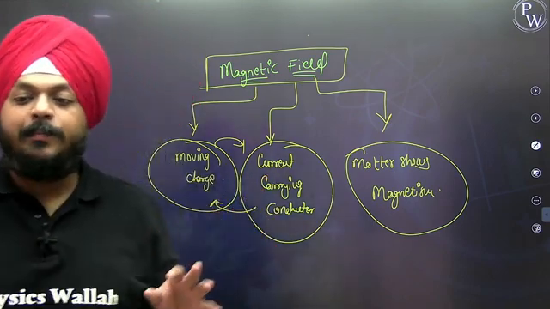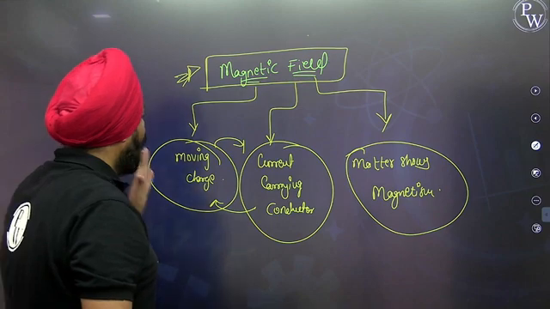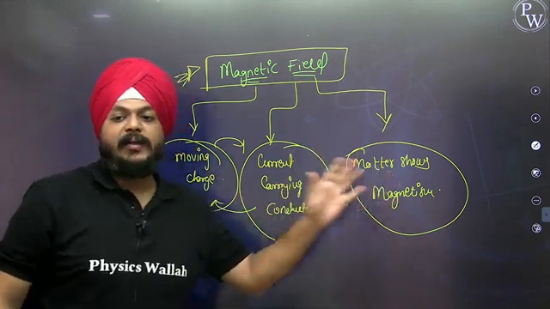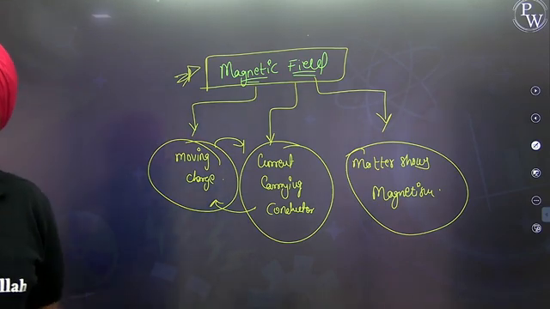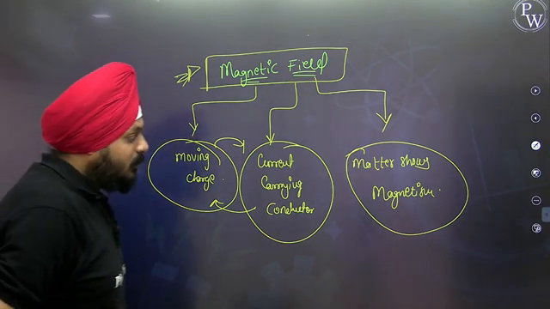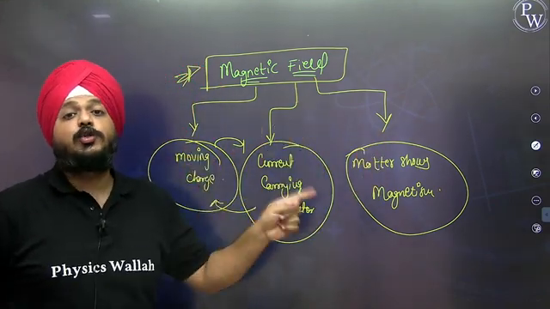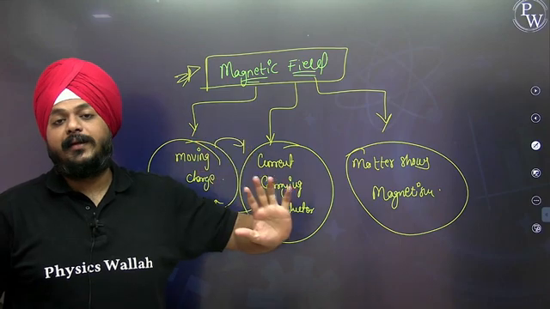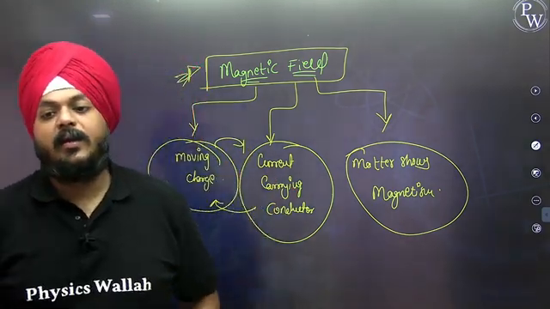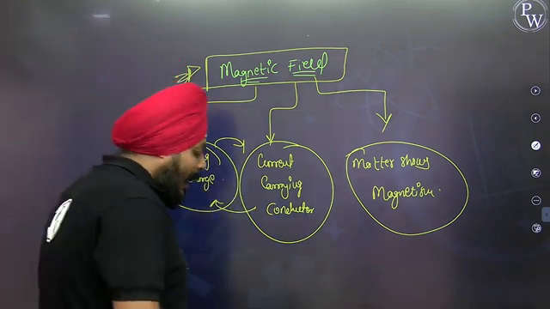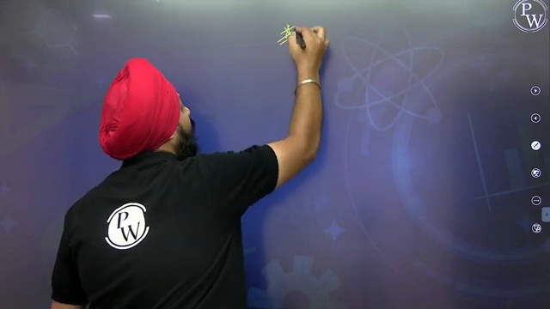Moving charge, current carrying conductor, and matter that shows magnetism: these three are different. From now onwards, whenever you deal with the magnetic field, this should always be in your mind. You should always get a click about it. So now let's move on. How does the magnetic field appear for a moving charge, and is it frame dependent or not?